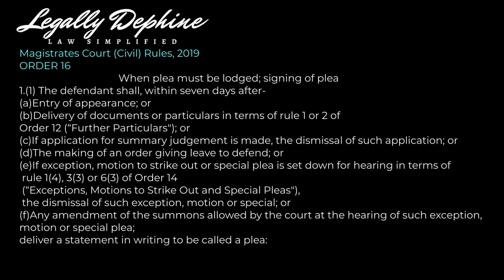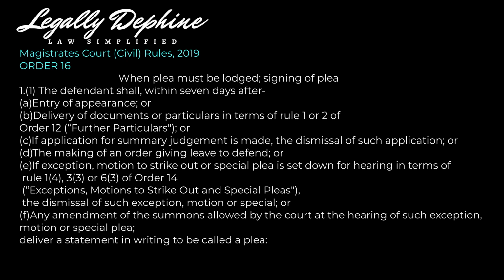provided for in Order 16 of the Magistrates Court Civil Rules as follows. The defendant shall, within 7 days after entry of appearance or delivery of documents or particulars in terms of Rule 1 or 2 of Order 12, further particulars, or if application for summary judgment is made, the dismissal of such application, or the making of an order giving leave to defend, or if exception, motion to strike out or special plea is set down for hearing in terms of Rule 1 of Order 14. Exceptions, motions to strike out and special pleas.